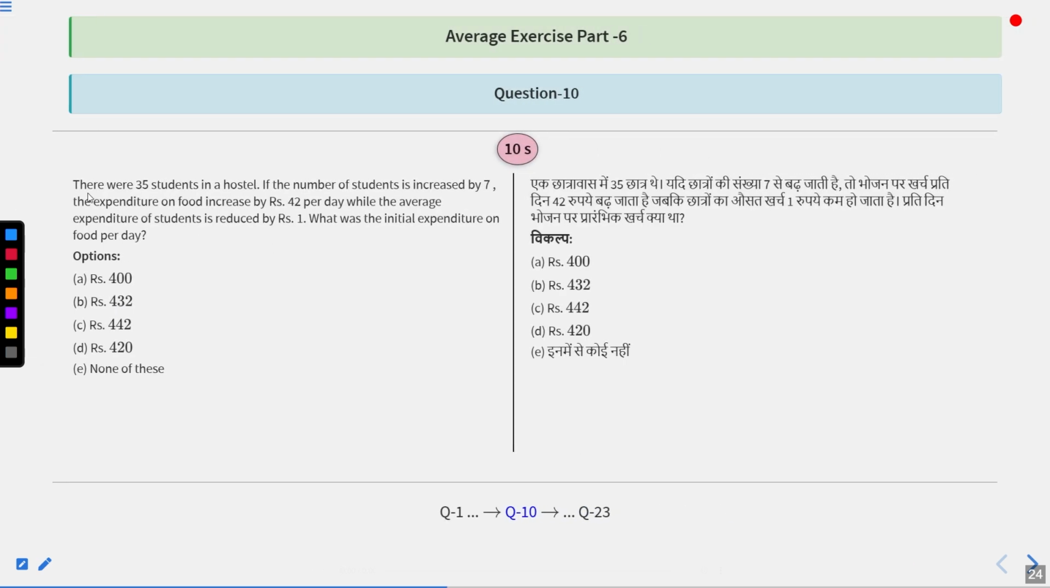Next one. There were 35 students in a hostel. If the number of students is increased by 7, the expenditure of food increased by 42 rupees per day, while the average expenditure of a student is reduced by 1 rupee. What was the initial expenditure on food per day? Clear? You have 5 options and 10 seconds to analyze the question. Your time start now.